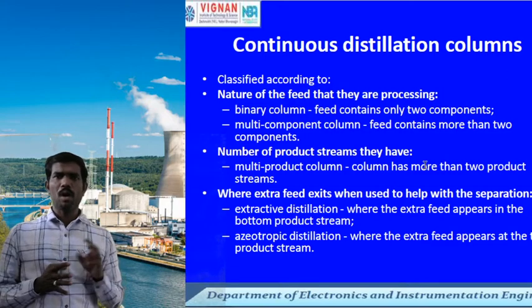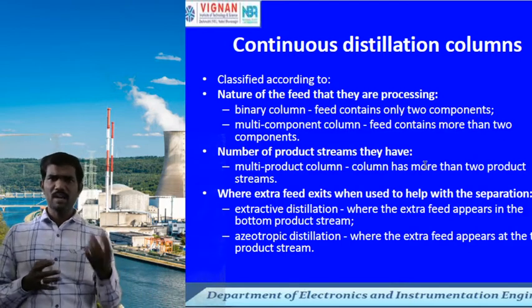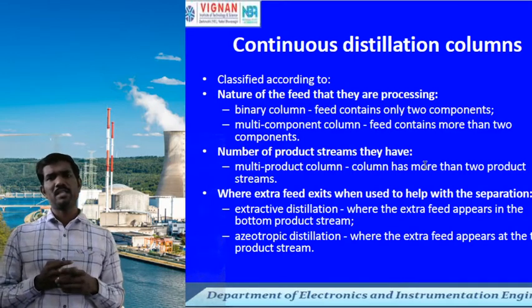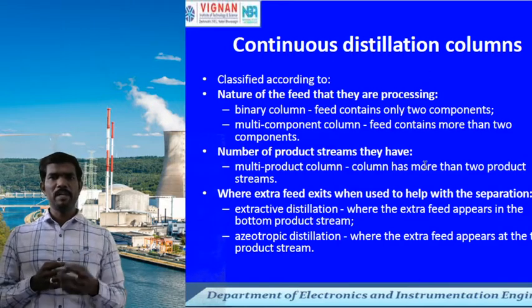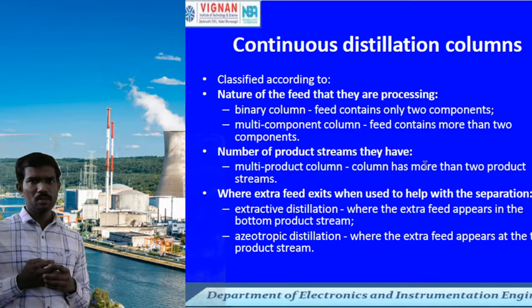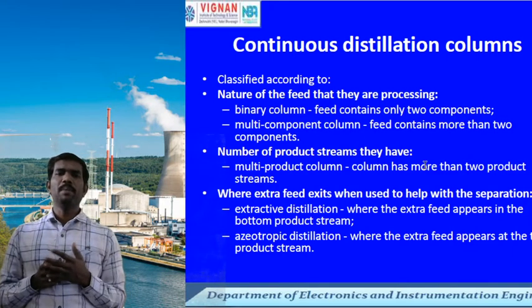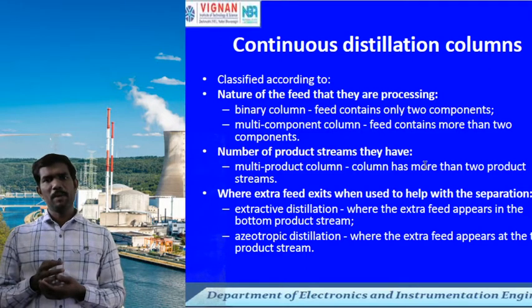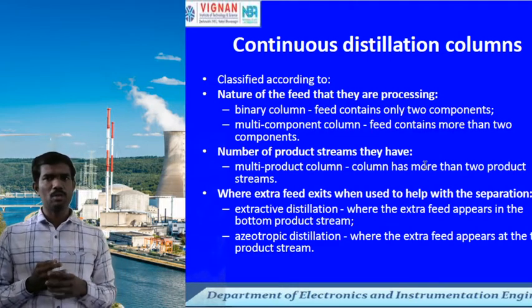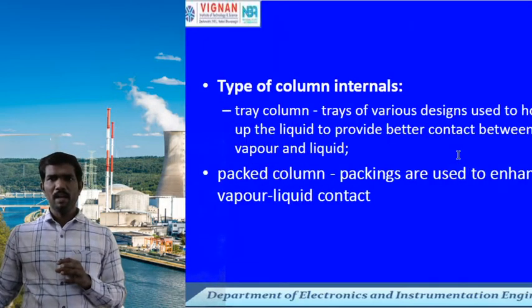Up to two components is treated as a binary column, and more than two is called a multi-component column. So the nature of the feed they are processing is how they are classified. Another type of continuous distillation column depends on the number of product streams, the multi-product column, which has more than two product streams. Extractive distillation and azeotropic distillation are also two different processes used for the separation of components from a mixture of components.